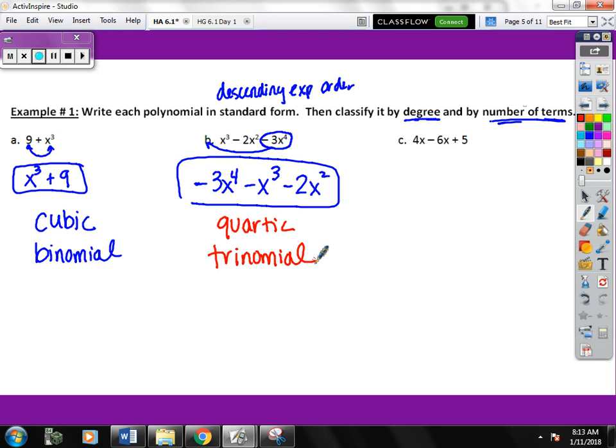And then the last one, we actually could combine some like terms. 4x minus 6x is negative 2x plus 5. And who can classify that for me? Clint, what do you think? Linear. Very good, trinomial.